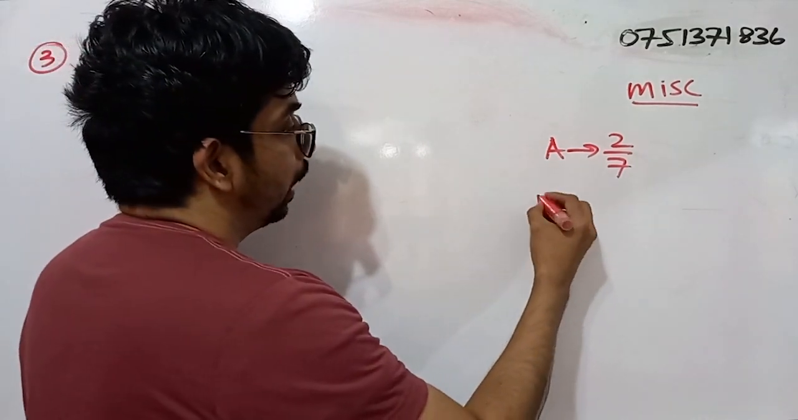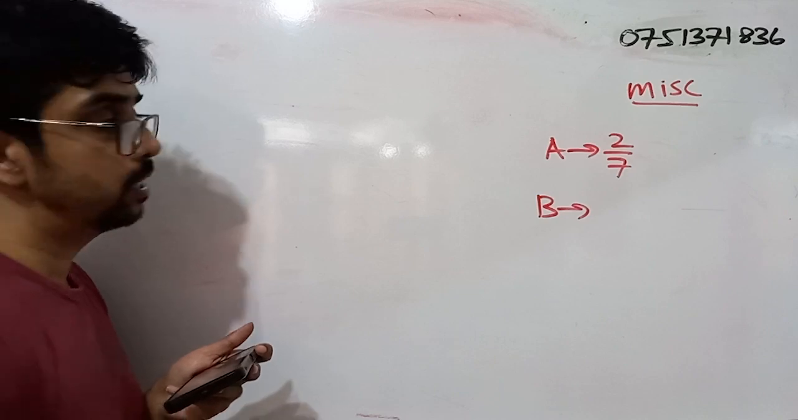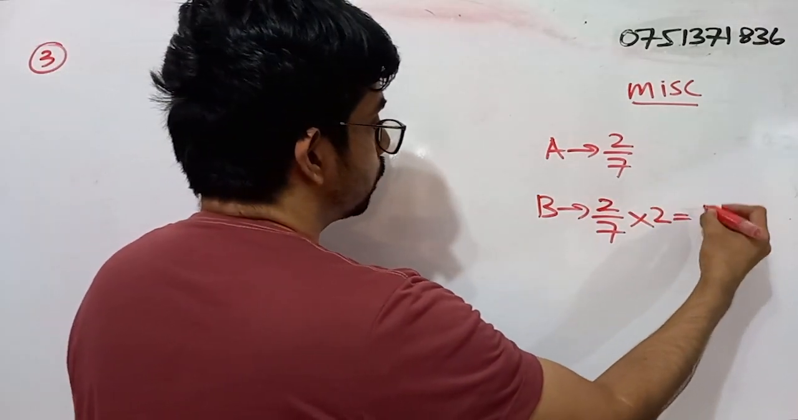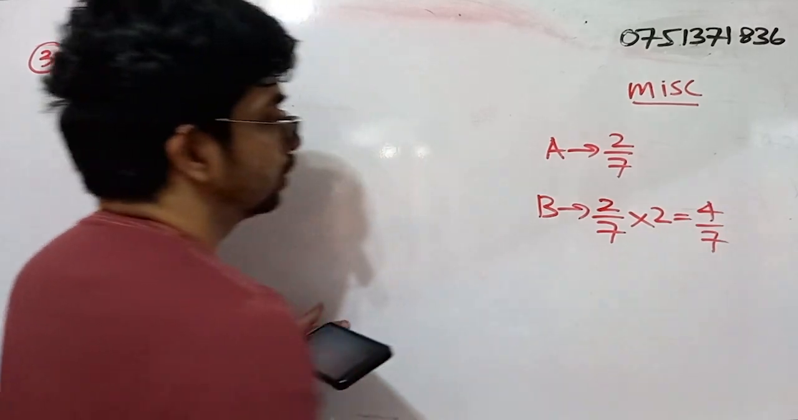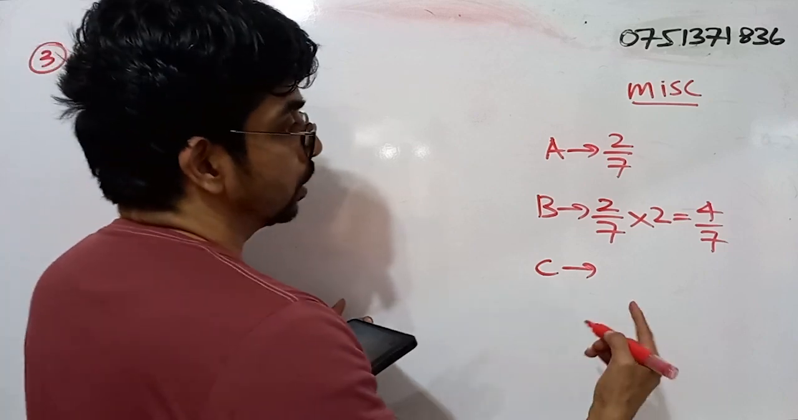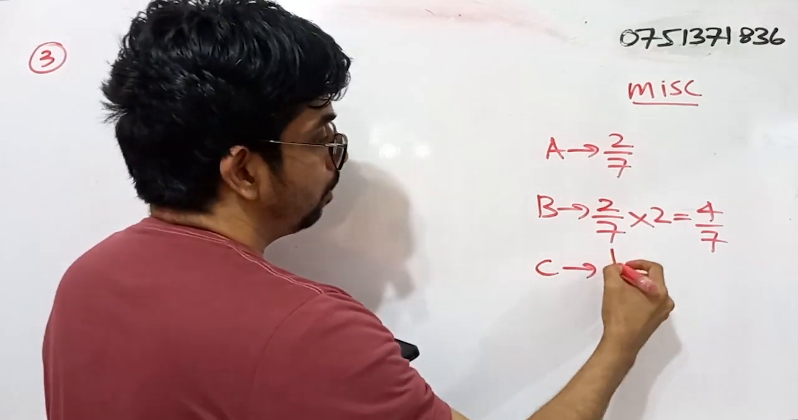Right. Then B received twice the amount that A received. That means what? 2 by 7, we have to multiply that by 2. So this becomes 4 by 7. Then C received the remaining portion. So according to this, it will be 1 by 7.